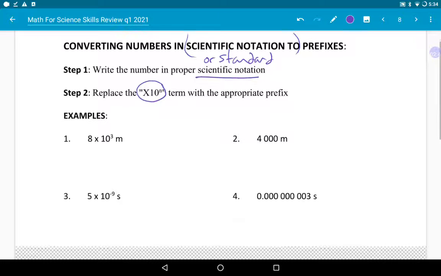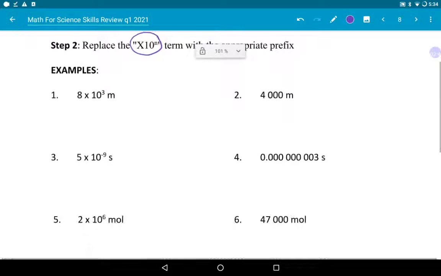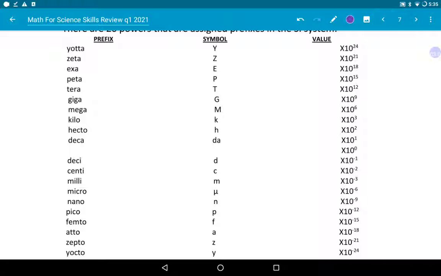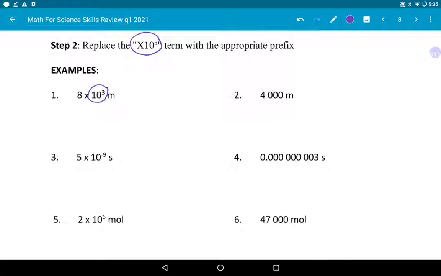Okay, so let's start with this example here: 8 times 10 to the 3. If we want to write that with prefix notation, we're going to take this and replace it with the letter that goes with it. So we go back and look for 10 to the 3, and the letter that will replace it is kilo, K, and that's it. So we have 8 kilometers.